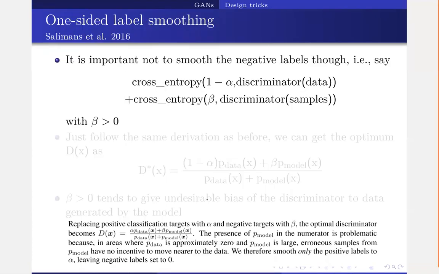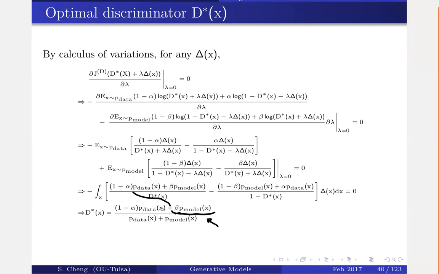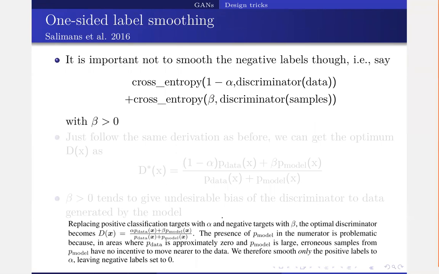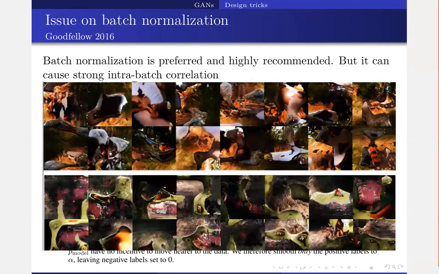Because otherwise, let's say I have this one instead, where beta is not exactly equal to zero. Then if P data is very small, much smaller than P model for some particular X here, in that case I would have a very high confidence to think that the fake data is correct, or that the fake data is genuine. And that's not something we want to have. So that's why you only have one-side label smoothing. So this is just repeating what I said.